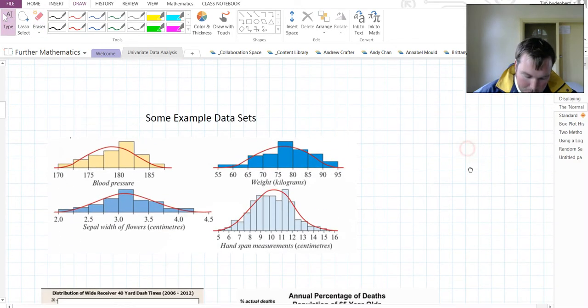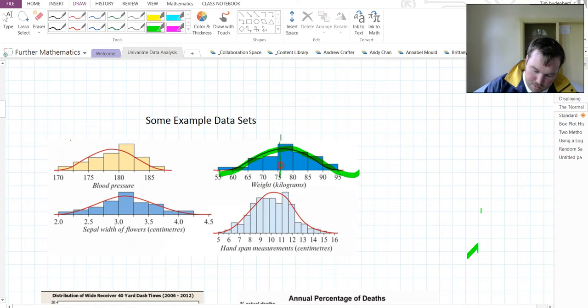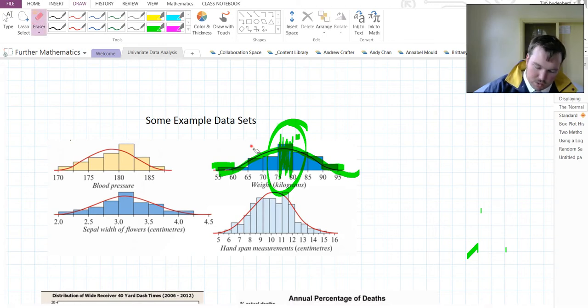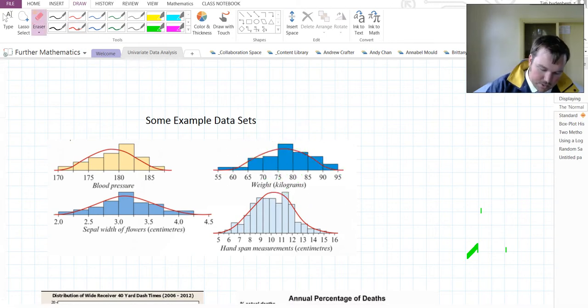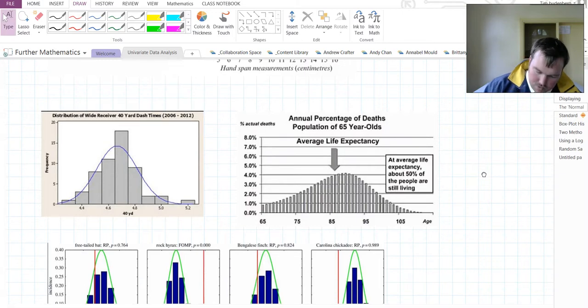Alright, let's look at more things. Blood pressure, width of flowers, hand span, weight. Essentially, what these curves say is that lots of people are between 70 and 80, and there aren't that many people at the extremes. We have a central region that is more heavily populated than the outer regions. And you can look around you in the class or in the street, and you'll imagine that, yes, this is where most people are. If you're up this end or down this end, there are fewer of you. And this occurs in surprising places.